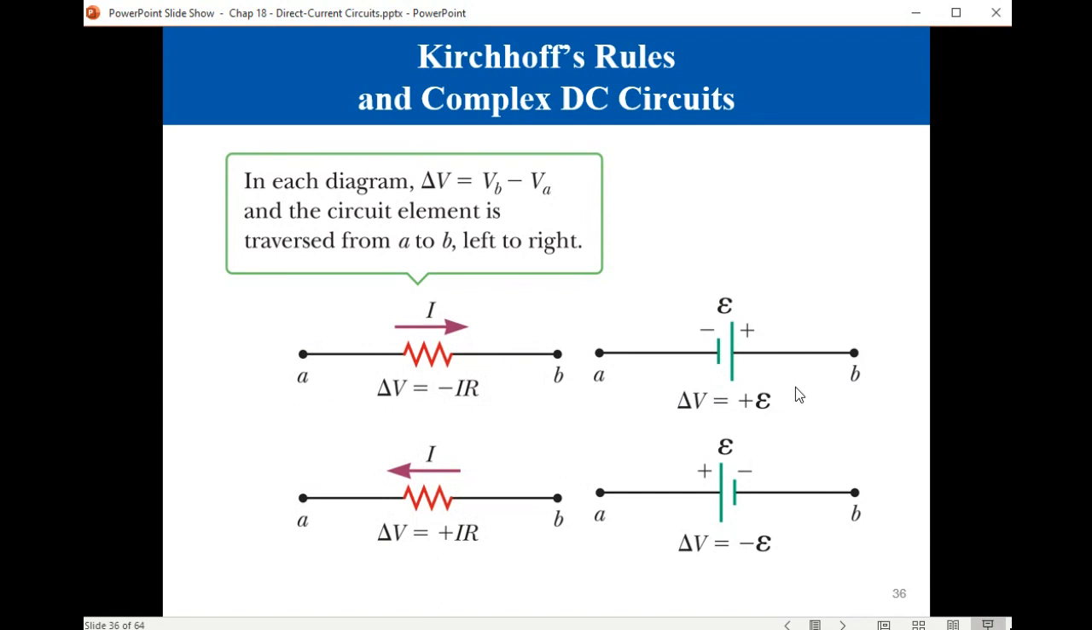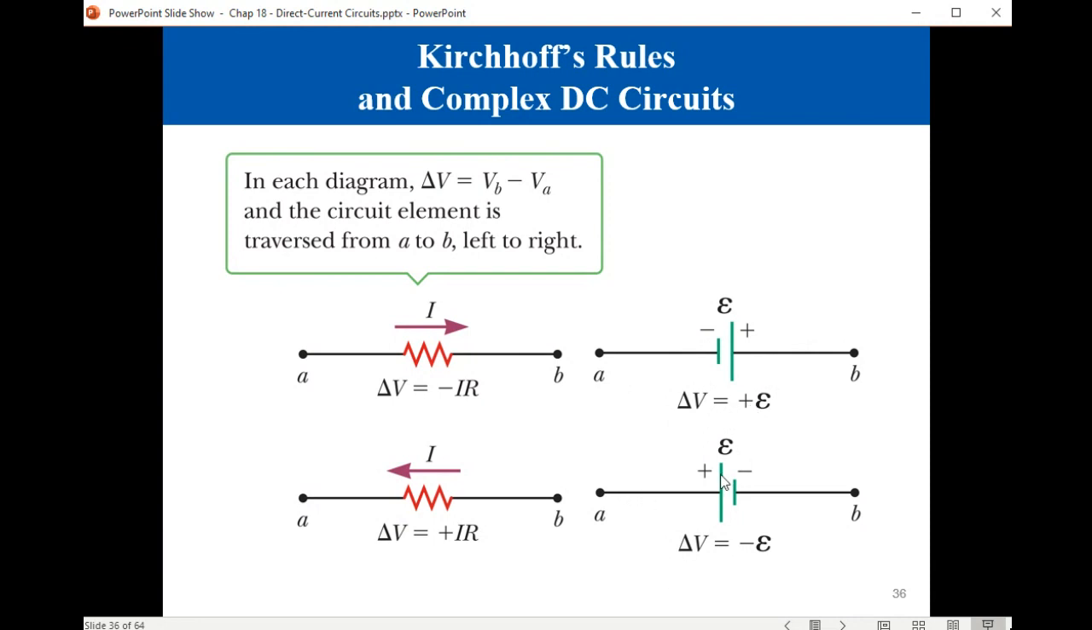Consider these 2 additional graphs here. These 2 graphs are for resistors, these 2 graphs for batteries. So if you have a battery, A is the negative electrode and B is the positive electrode. If you go from A to B, you are going from negative to positive. You will gain energy, you will gain potential. So it is a plus E.